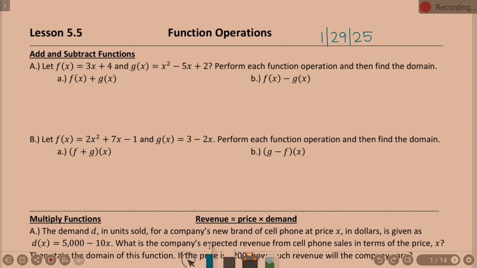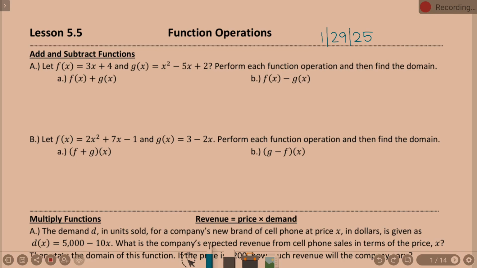Now, good news for starting basic, okay? Add and subtract. Given two functions, in our first example, we have f of x defined to be 3x plus 4, and g of x defined to be x squared minus 5x plus 2. Keep in mind, f and g will change each problem, but that's what they're defined to be in this case. They're asking us to perform each function operation and then find the domain.